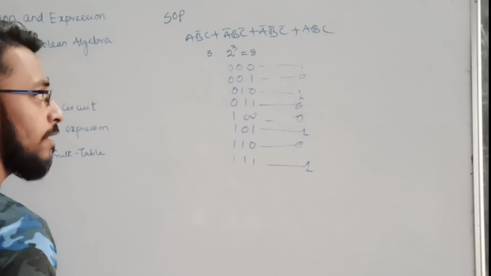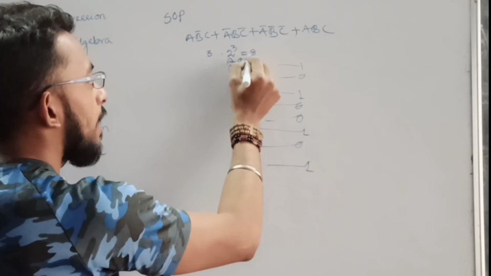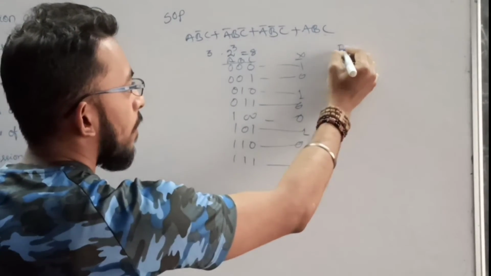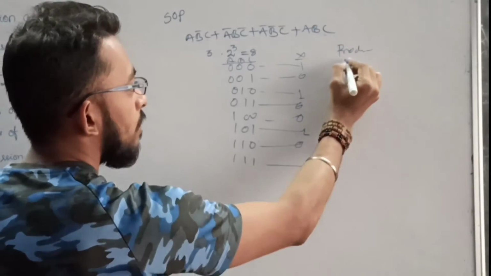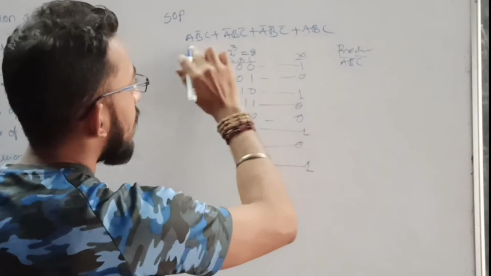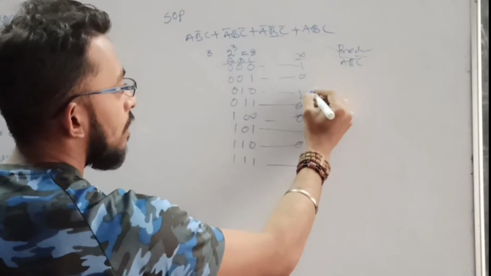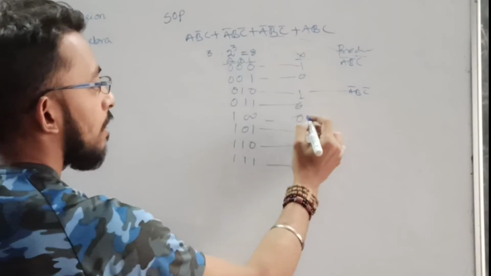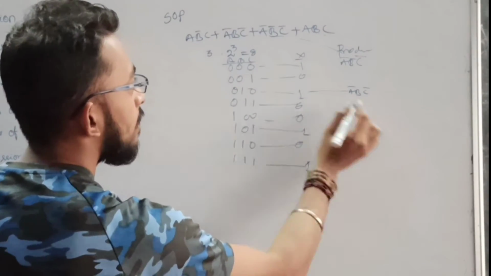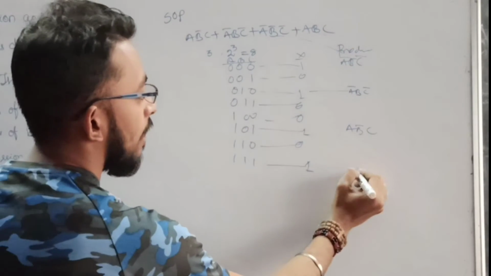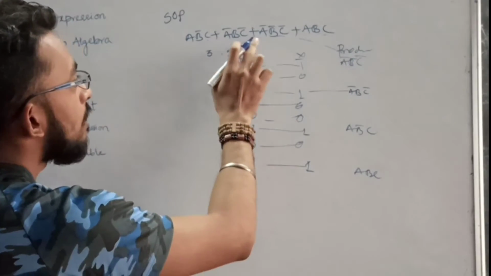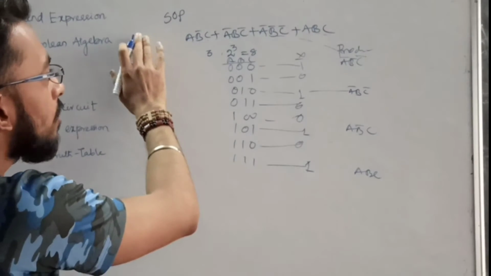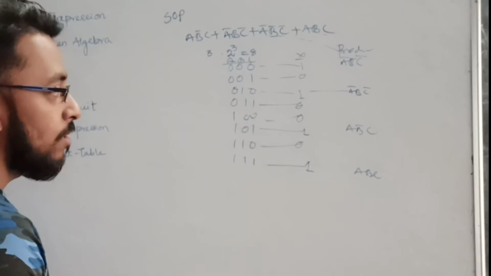Okay. So this is my input A, B, C. This is my X. And this is the product term. That is nothing but A bar, B bar, C bar, this term. And this is nothing but A bar, B, C bar, this term. Which is nothing but A, B bar, C, this term. And the last one is A, B, C, this term. Okay. In this way you can write the SOP into a truth table.